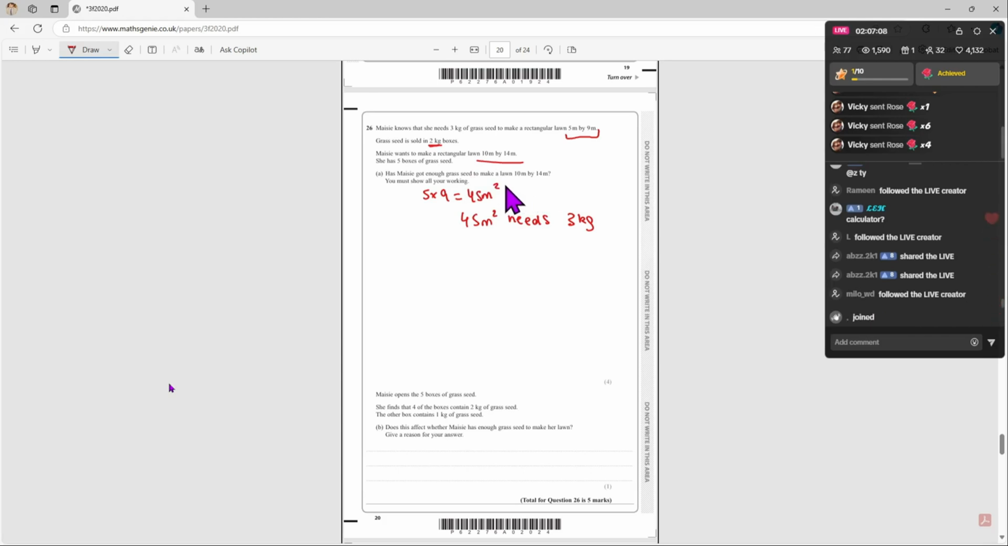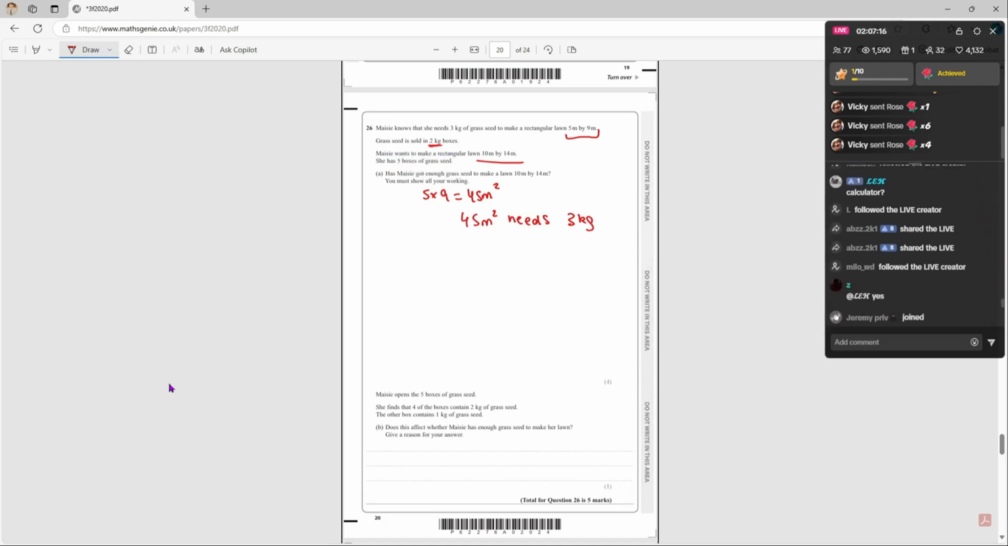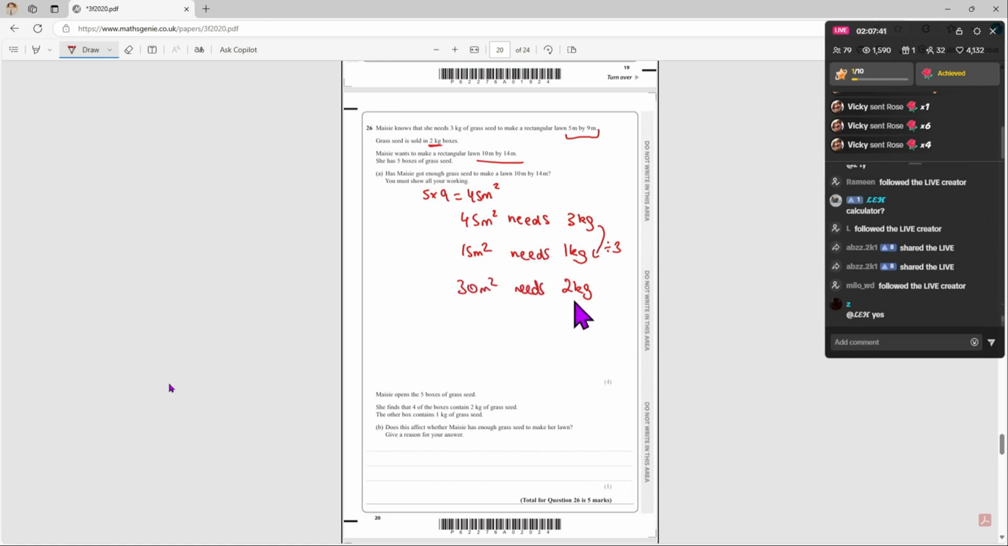So to work out if she has enough grass seeds, grass seed is sold in 2 kg boxes. To work out how much each 2 kg box covers, we have to first of all divide by 3 to get to 1 kg, okay? We have to try to get that 2 kg. So we're going to divide by 3 to get 1 kg, which is 15 meters squared for 1 kg, and for 2 kg, it's going to be 30 meters squared. 30 meters squared needs 2 kg of grass seeds.